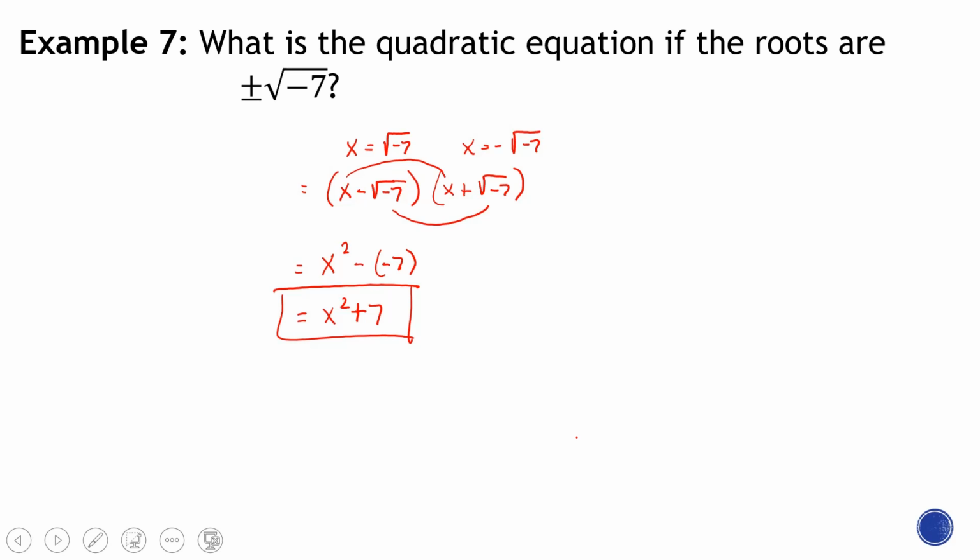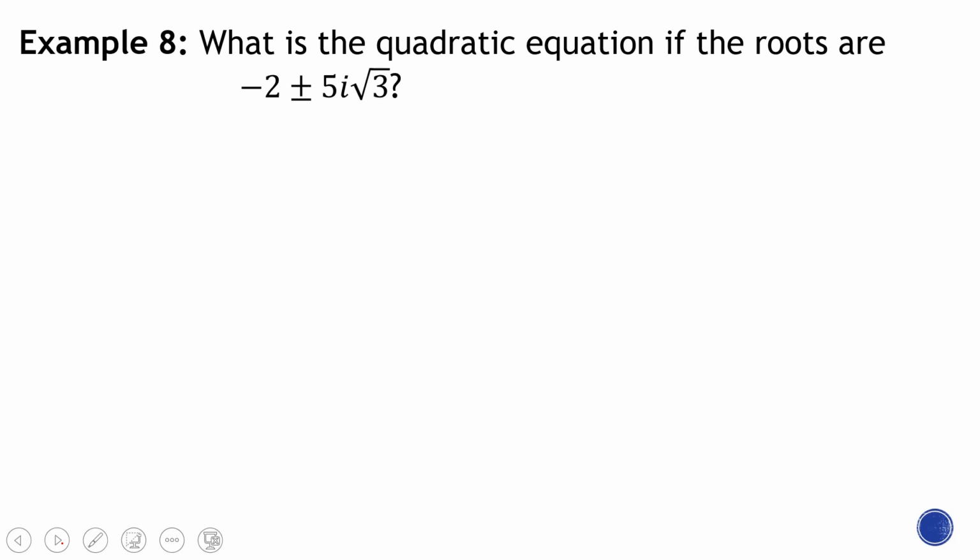Okay. We are down to the last three examples. Let's have this one. So here, as you can see, we have an i. Just a reminder, we know that i is equal to the square root of negative 1. And if we multiply that to this, that becomes the square root of negative 3. So we can rewrite this as negative 2 plus and minus 5 times the square root of negative 3.